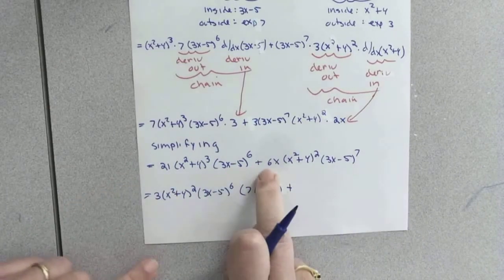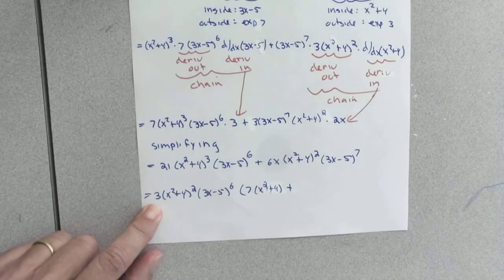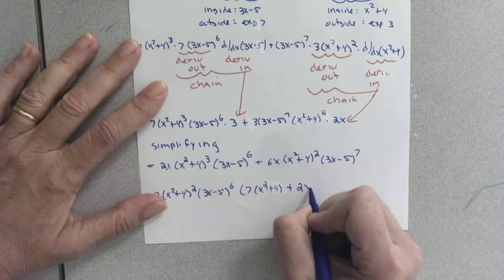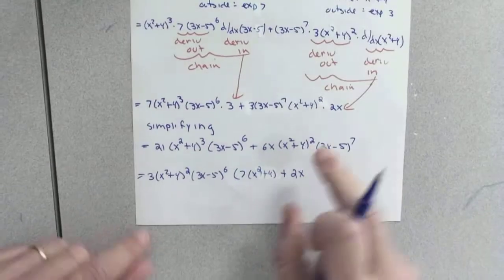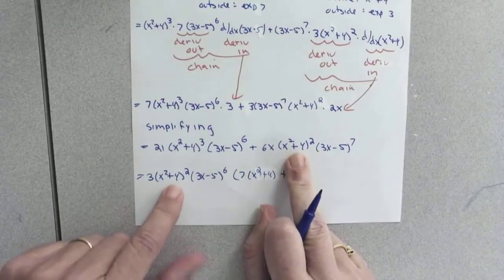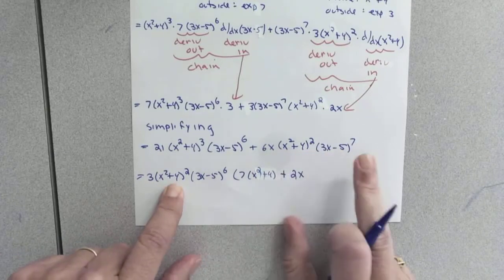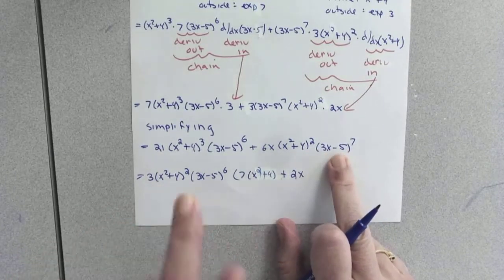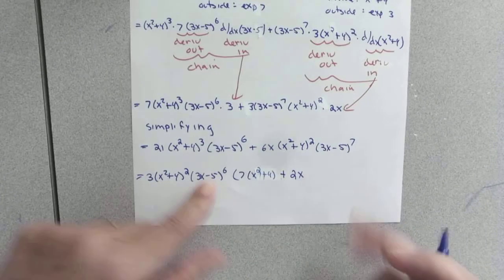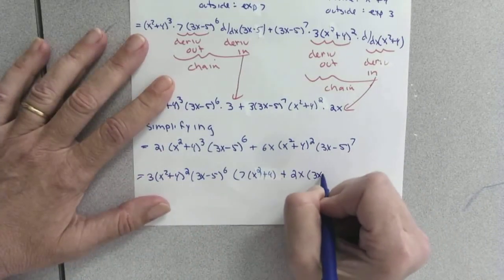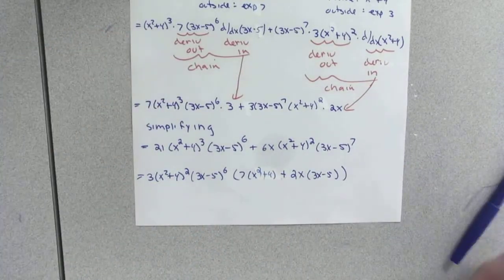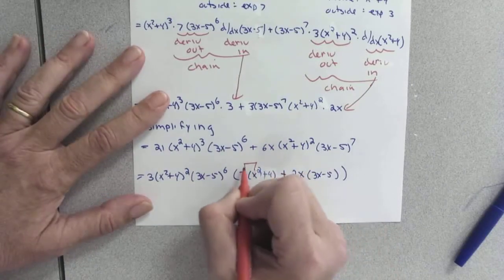Up to the plus sign. Had 6, factored out 3. 6 divided by 3 is 2. Didn't do anything with the x. Had x squared plus 4 quantity squared. Took out x squared plus 4 quantity squared. Had 3x minus 5 to the 7th. Took out 3x minus 5 to the 6th. So there's one factor left over. And we are almost done here.